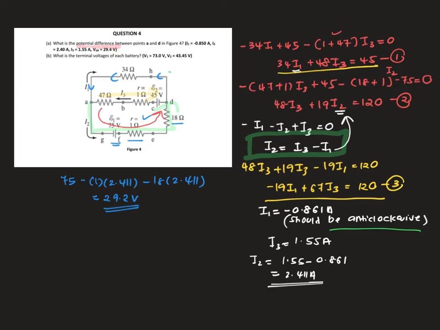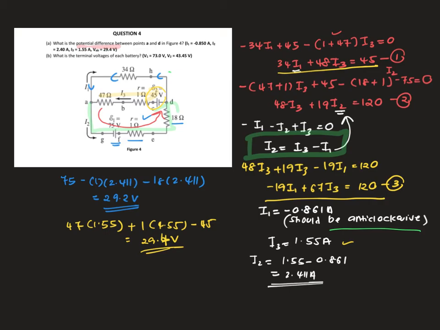So 47 is going to be positive 7, multiplied with the value of I3, which is 1.55. And then the 1 also should be positive because of the opposite direction, 1.55. And then my 45 volt over here is going to be negative because it's moving from higher to lower. Negative 45 equals to what? 29.2 volt. So basically it's almost the same value. Sorry, it should be 29.4 volt. It's only the decimal place.